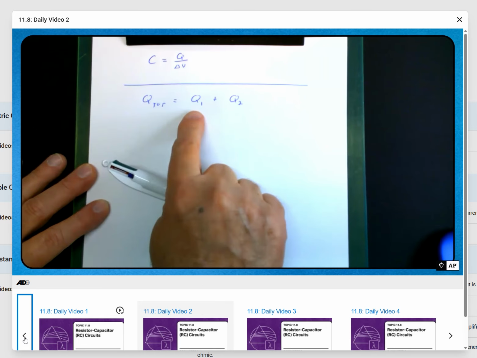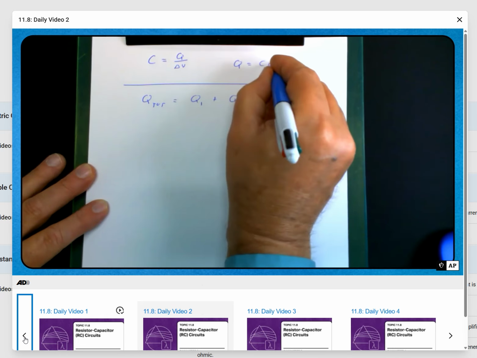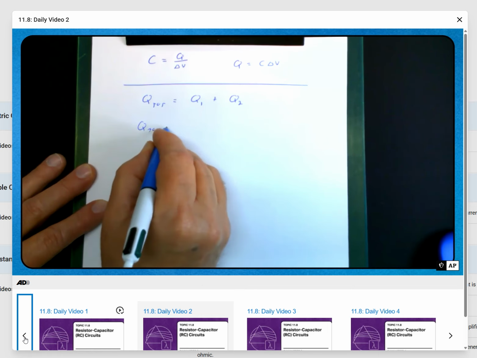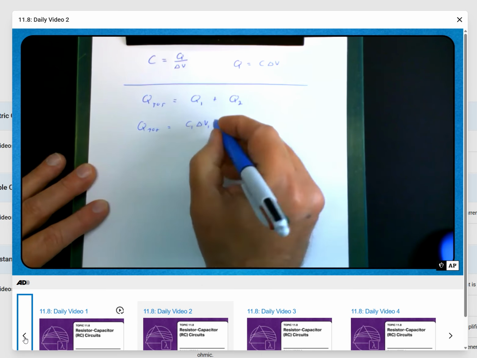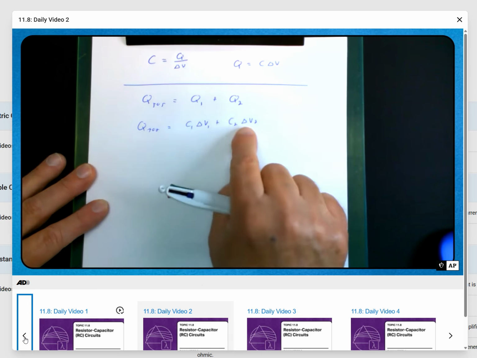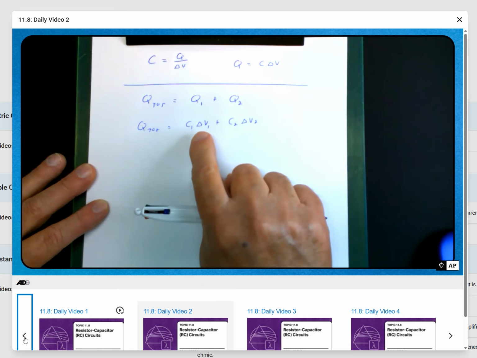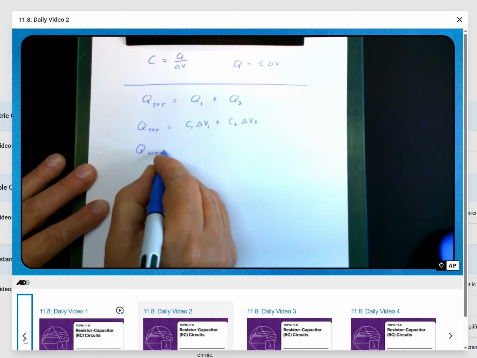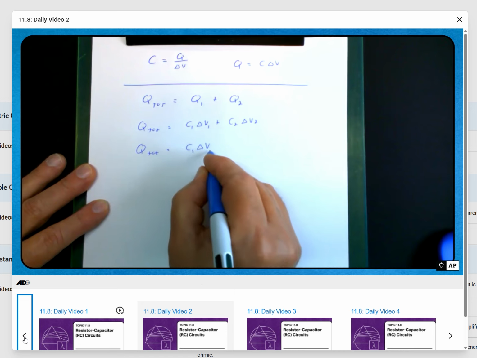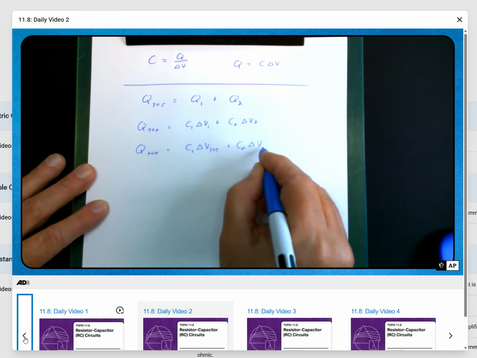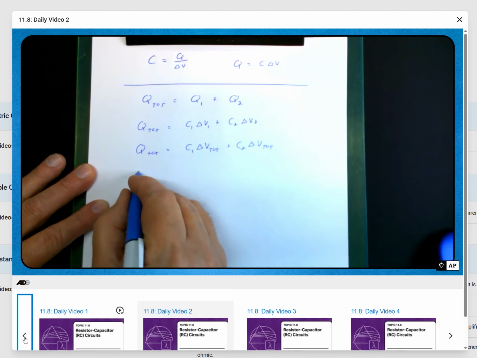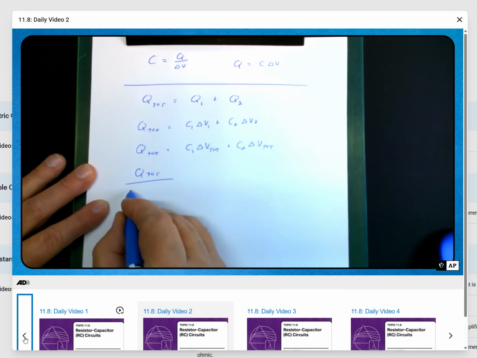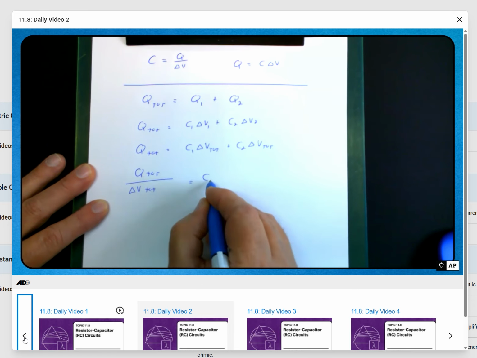Well, we can express this. We cross multiply this. We get Q is equal to C times delta V. So that means the total charge is equal to capacitor 1 times change in voltage 1, which again in our simulation was 1.5 volts, plus capacitor 2 times the change in voltage of capacitor 2, which was also 1.5. So we don't have to use the subscripts V1 and V2. We can say that the total charge is equal to C1 times delta V total plus C2 times delta V total. And then we can factor delta V total out and divide both sides by it. So we'll have Q total over change in voltage total is equal to capacitor 1 plus capacitor 2.